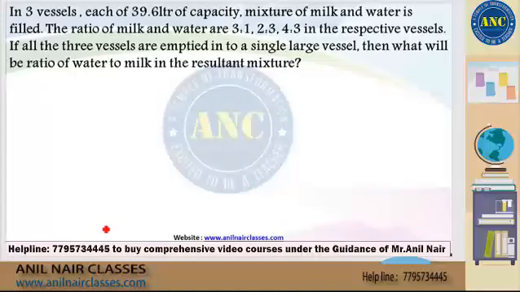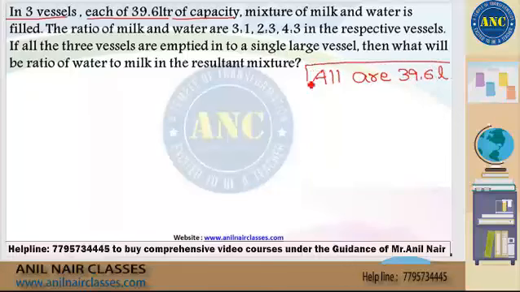Please see the next question. Next question is also a similar model, but the way they ask the question slightly differs, sir. That is where you should understand. That is exactly the reason you should understand how you need to take it forward. In 3 vessels, each of 39.6 liters capacity. That means all the 3 vessels have a capacity of 39.6 liters.